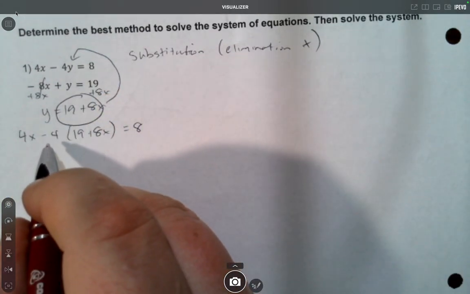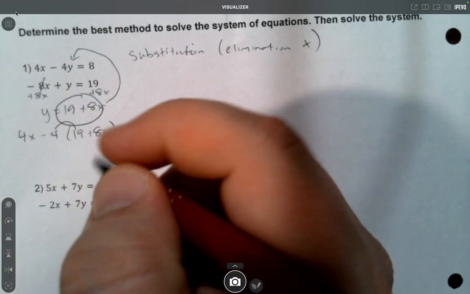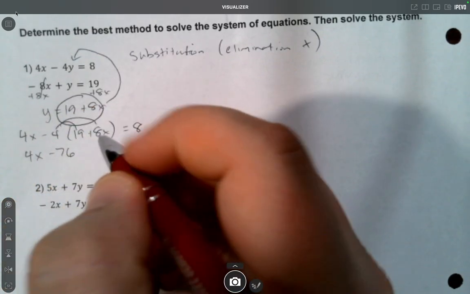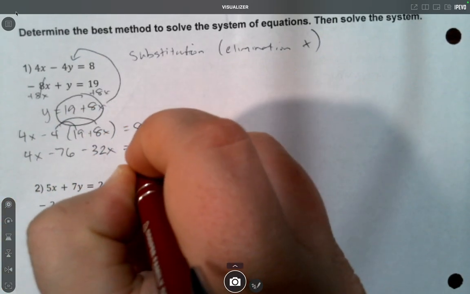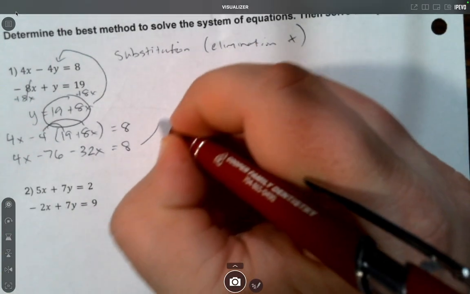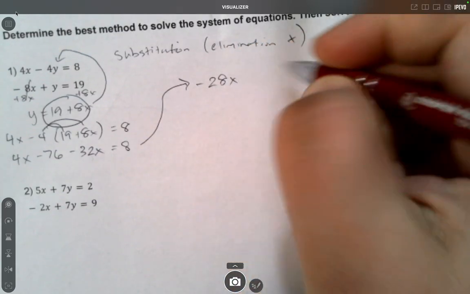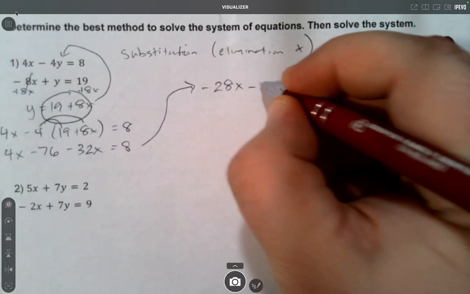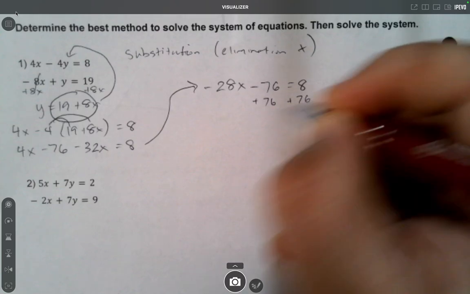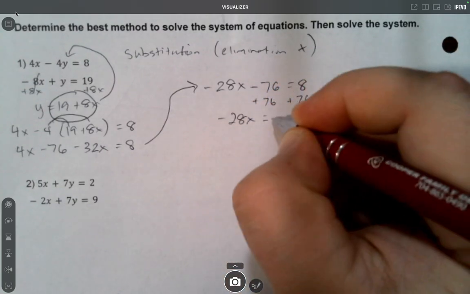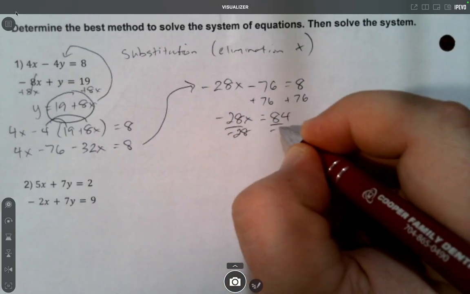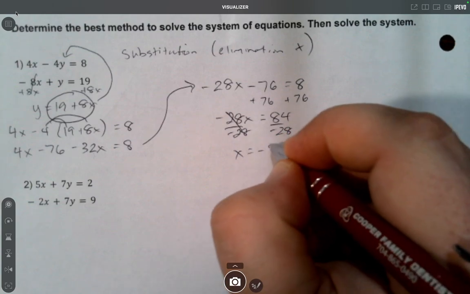Okay, we've got to distribute this 4. Make sure you apply the negative to it. So negative 4 times 19 is negative 76. Negative 4 times positive 8 is negative 32x. So 4x minus 32x gives me negative 28x. Then I'll add 76 to both sides. I get negative 28x equals 84. Then I divide both sides by negative 28. And I get x equals negative 3.